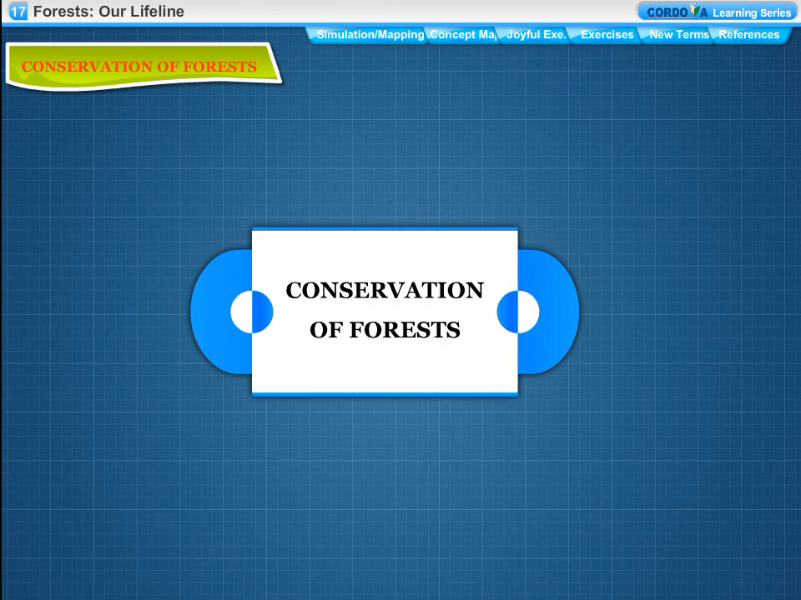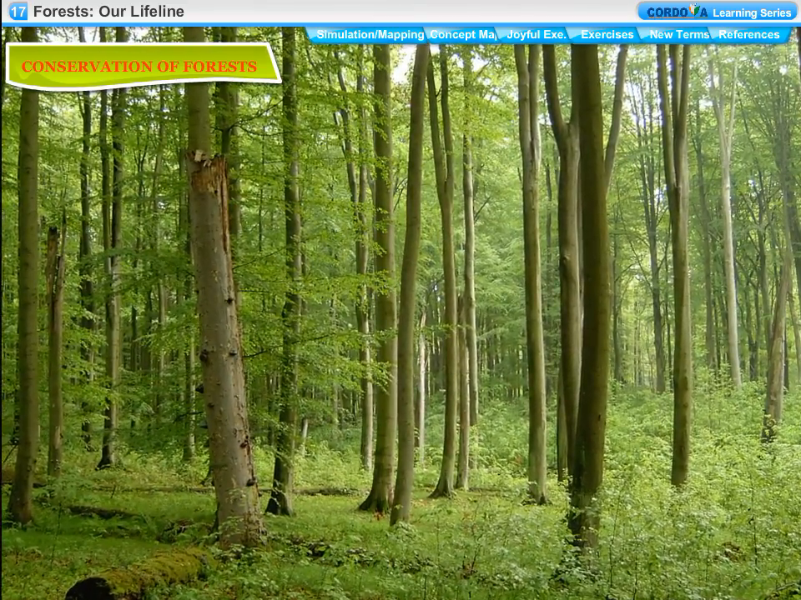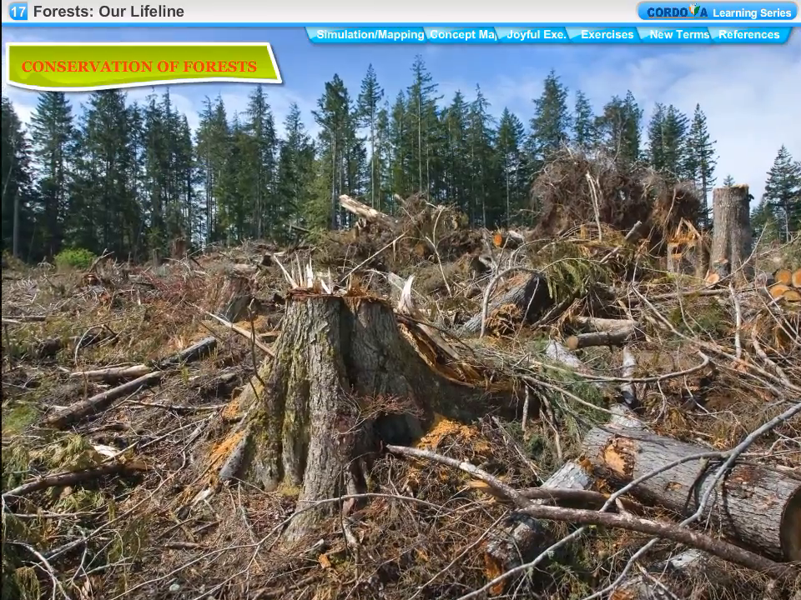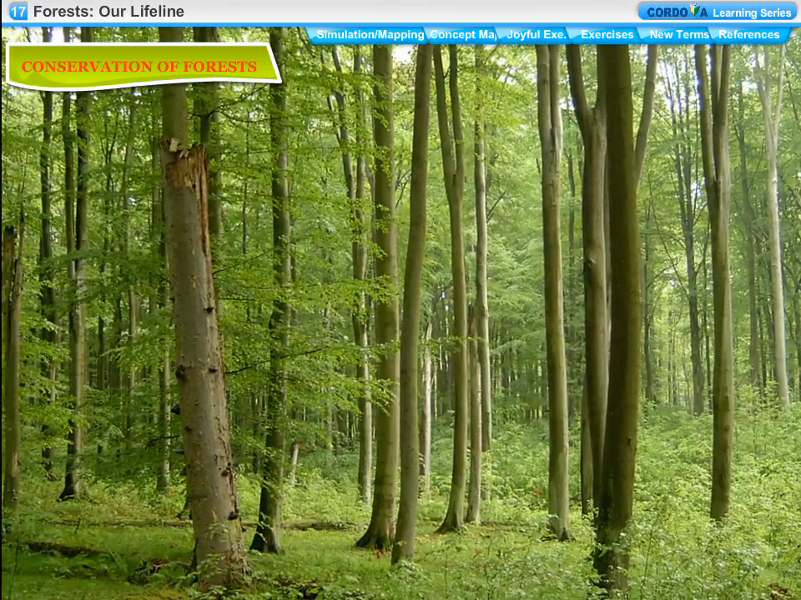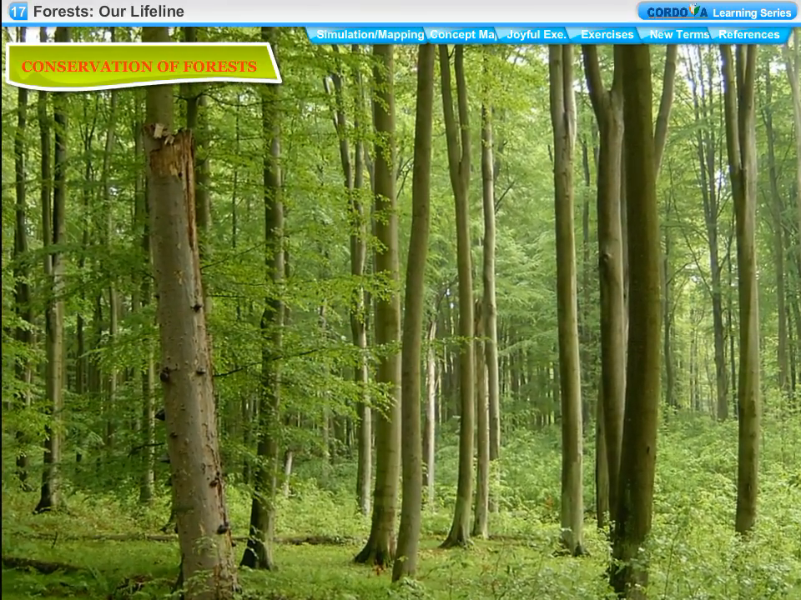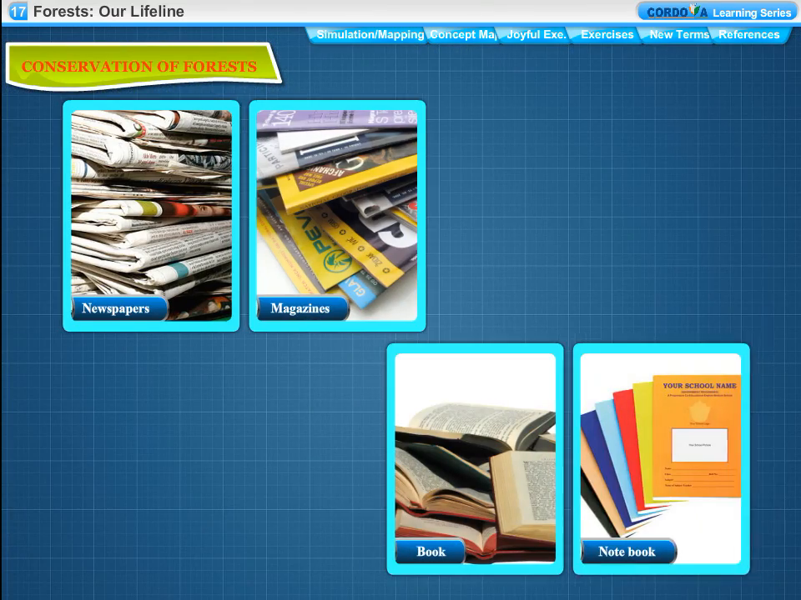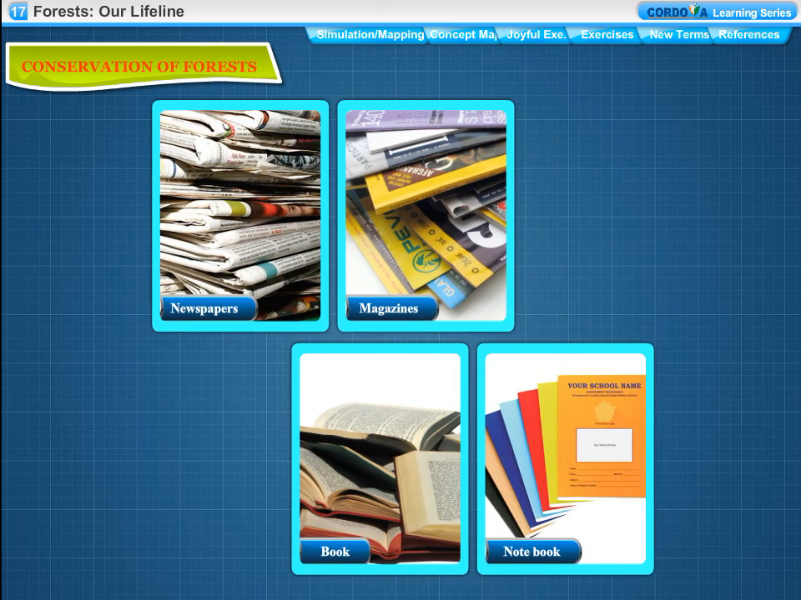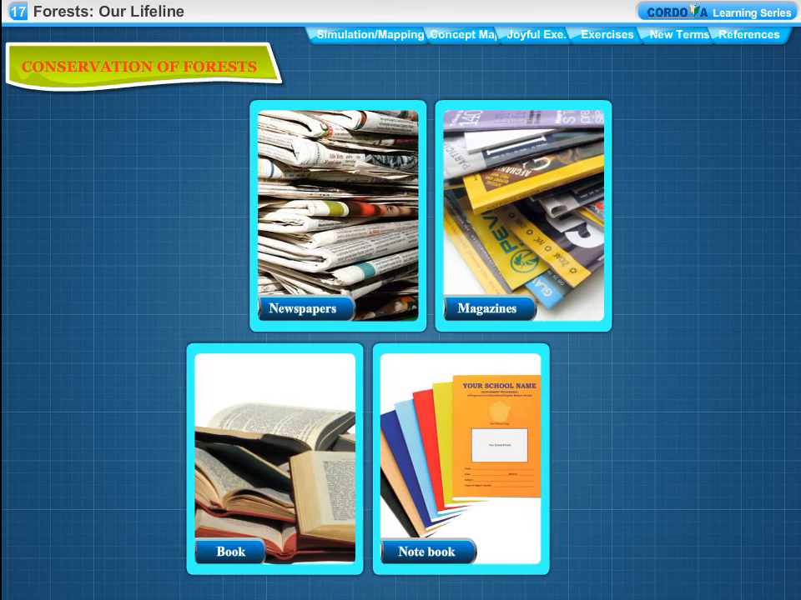Conservation of forests. Since forests are very beneficial to us, other animals and the environment, we must conserve our forests. Some of the ways to conserve forests are given below. Excessive cutting down of forest trees should not be allowed by the government. Paper products such as old newspapers, magazines, books and notebooks, etc. should be recycled to conserve forests.